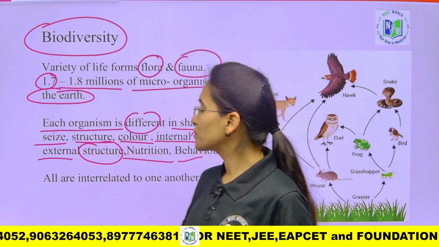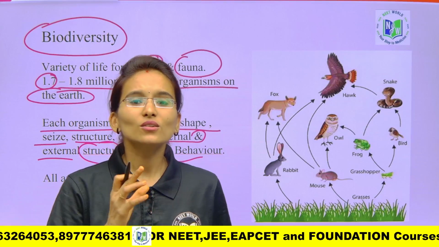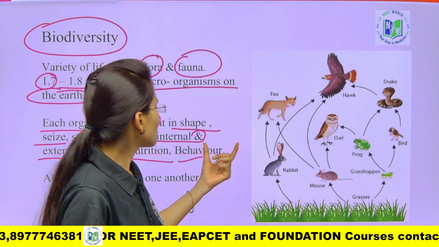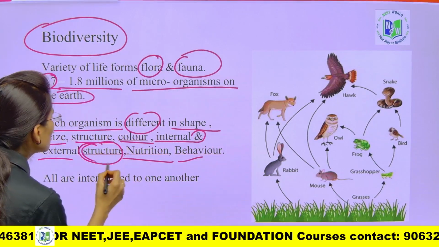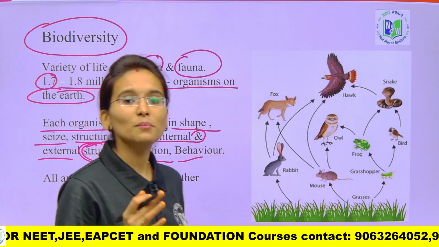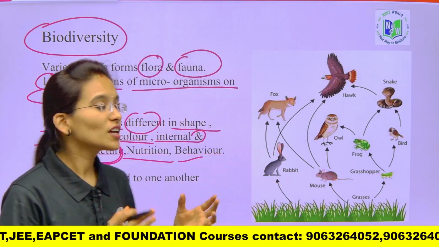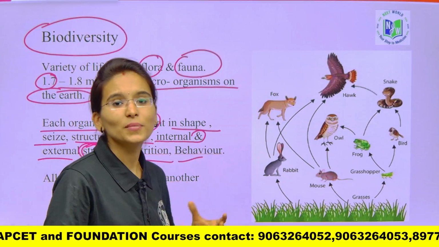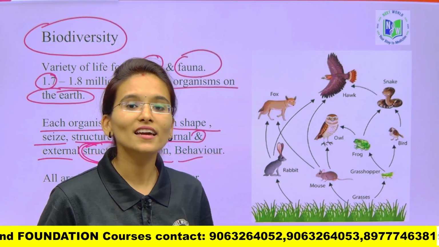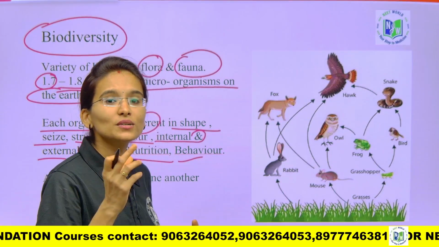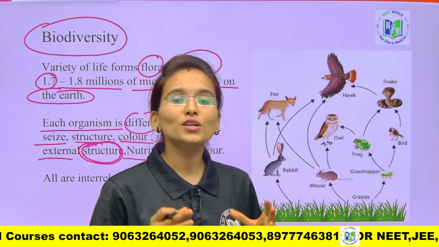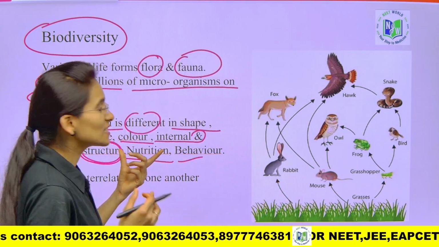Now for example, if you take the cow. What is a cow? Actually, a cow is going to eat only plants. It is a herbivorous animal. That type of nutrition means the cow comes under the herbivores. When we take the example of a lion, it is going to eat flesh, so it is a carnivore.